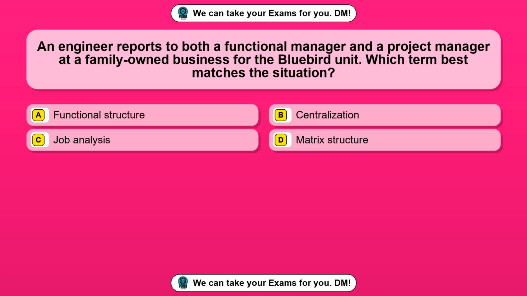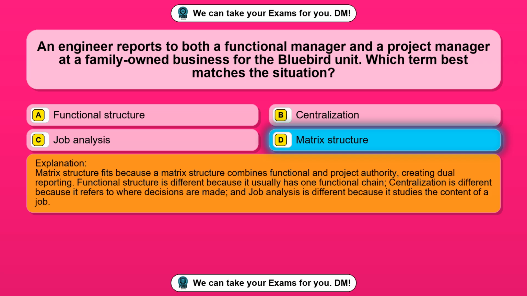Option A. Functional structure. Option B. Centralization. Option C. Job analysis. Option D. Matrix structure. The correct answer is option D. Matrix structure. Matrix structure fits because a matrix structure combines functional and project authority, creating dual reporting.